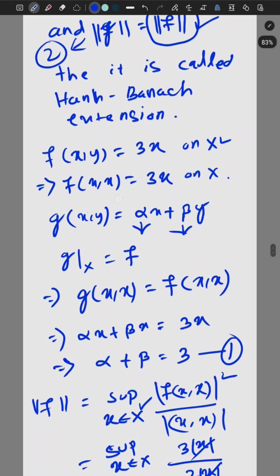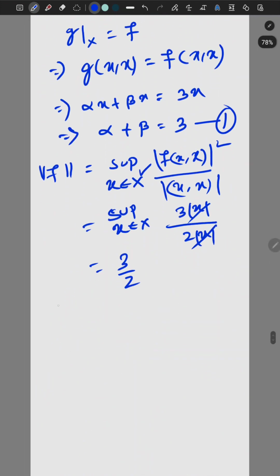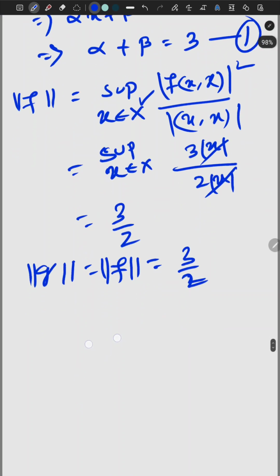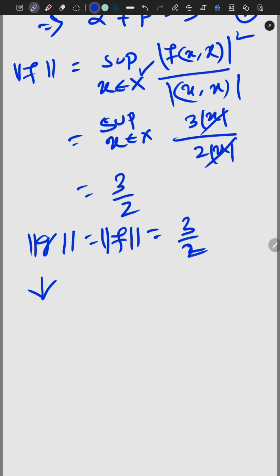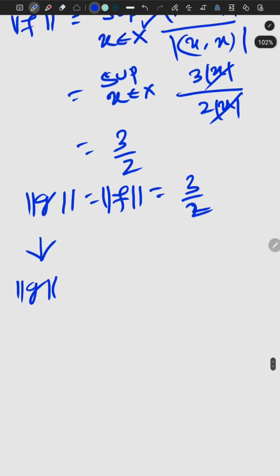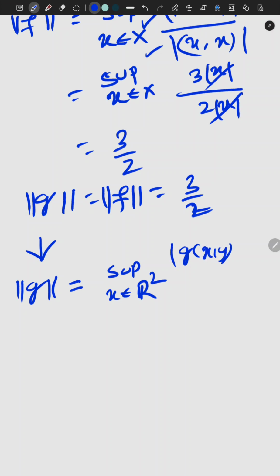Now we use condition 2: the norm of G equals the norm of f. From that, the norm of G, which equals the norm of f, equals 3 by 2. On the left side, if we apply the definition of the norm to G in the similar way as for f, we get the supremum over R square, because G is defined on the whole space while f is defined only on the subspace X. So it gives |G(x, y)| divided by the norm of (x, y).